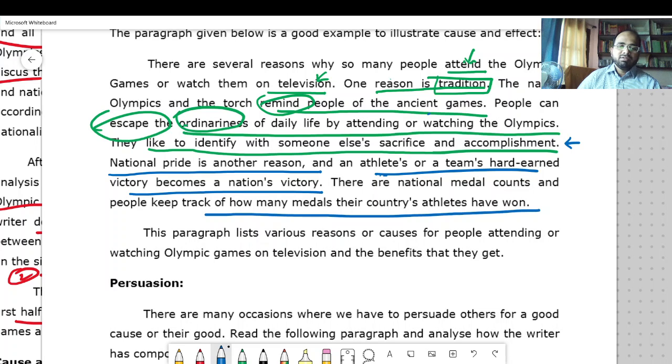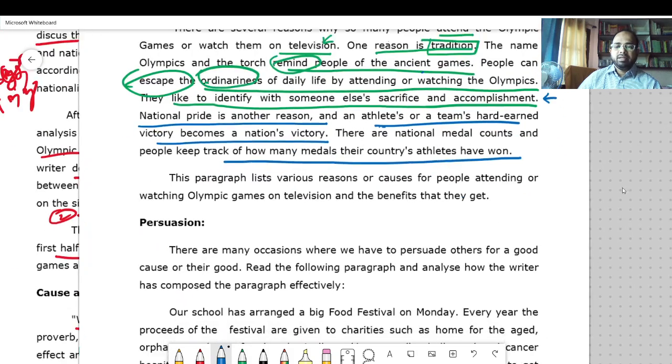The paragraph lists various reasons, the causes, for people attending or watching the games on television, and the benefits they get.